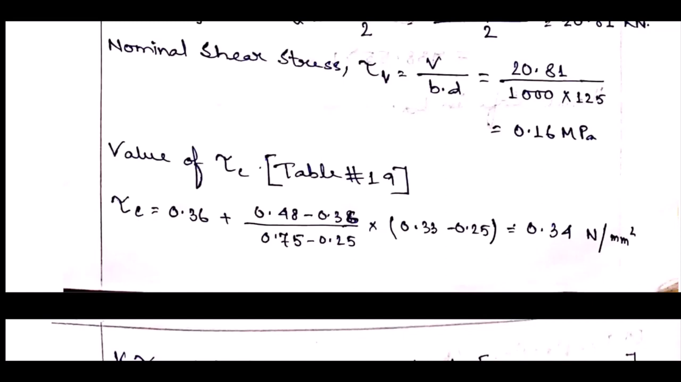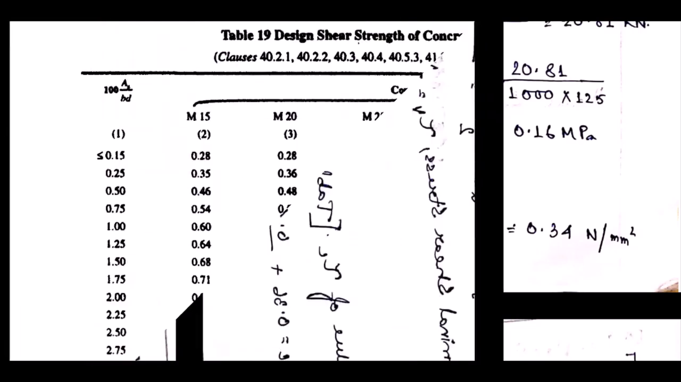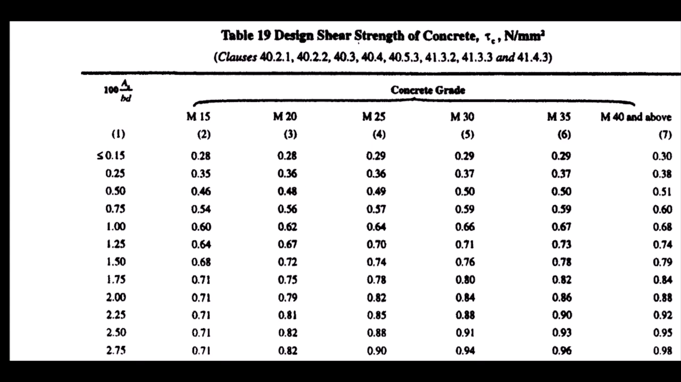So we know the percentage of steel is 0.33, so let's go to the code. Now this is table number 19 of IS 456 2000, design shear strength of concrete tau C in Newton per millimeter square. The first column is 100 Ast by bd, that means the percentage of steel, which is 0.33 in our case. There is no value for 0.33, but 0.33 lies between 0.25 and 0.5. Our grade of concrete is M20, so for 0.25 the design shear strength is 0.36 Newton per millimeter square, and for 0.50 percent, with grade of concrete M20, the value of tau C is 0.48. So for percentage of steel 0.33 and grade of concrete M20, the value of tau C will definitely lie between these two values, 0.36 and 0.48.